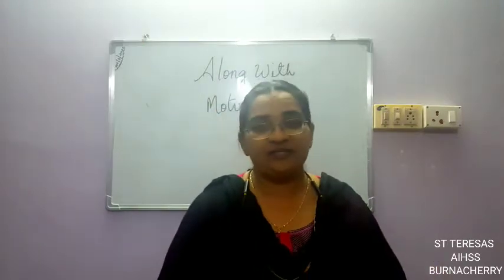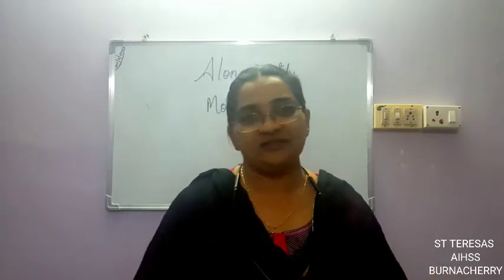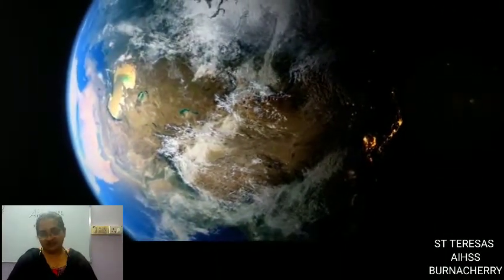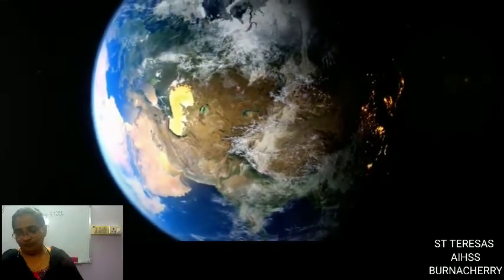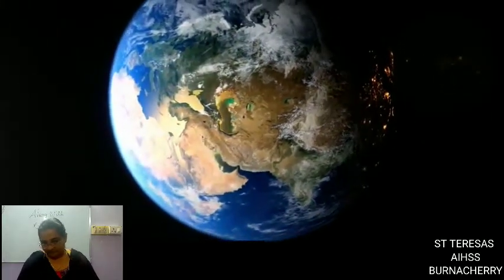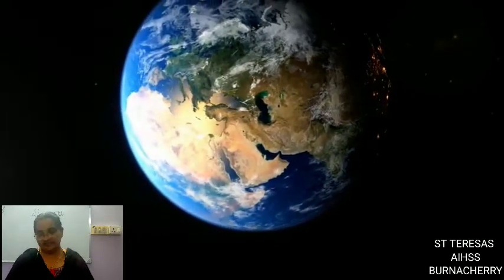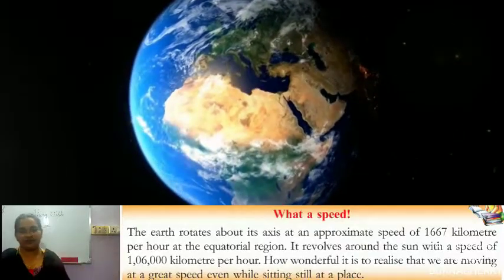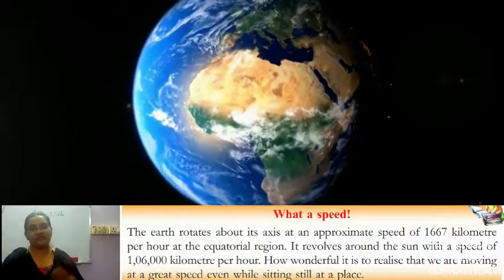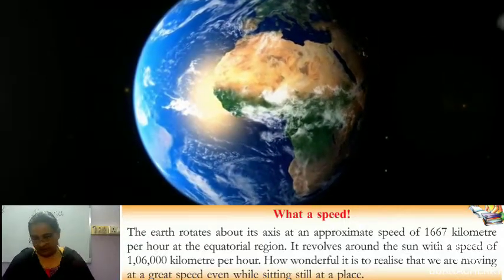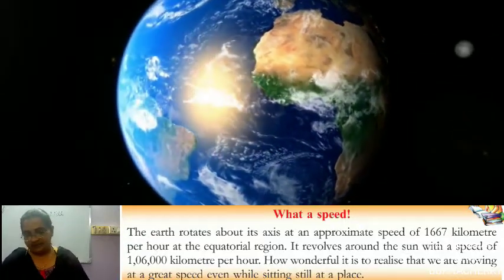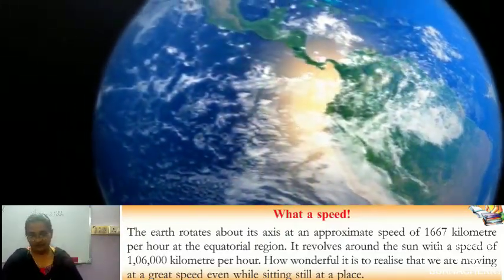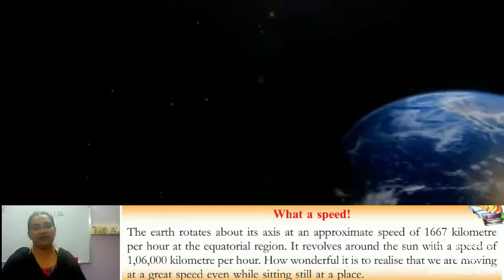Do you know the speed of the earth? Do you know how fast the earth is moving? You must have learned in social, isn't it? Yes. The earth moves at a speed of 1667 kilometers per hour in the equatorial region. You just look into this right up here, which is there in the textbook. What is the speed of the earth? The earth rotates on its axis at an approximate speed of 1667 kilometers per hour at the equatorial region.